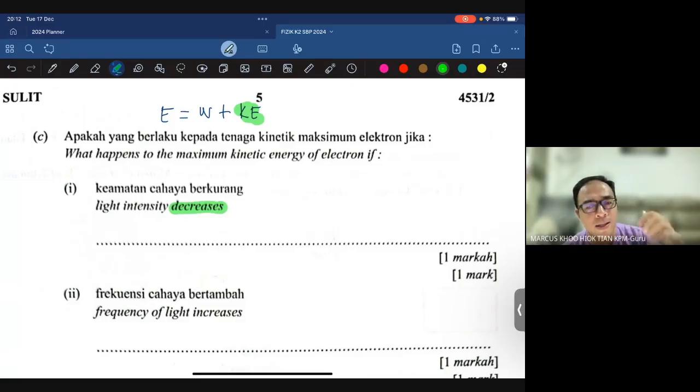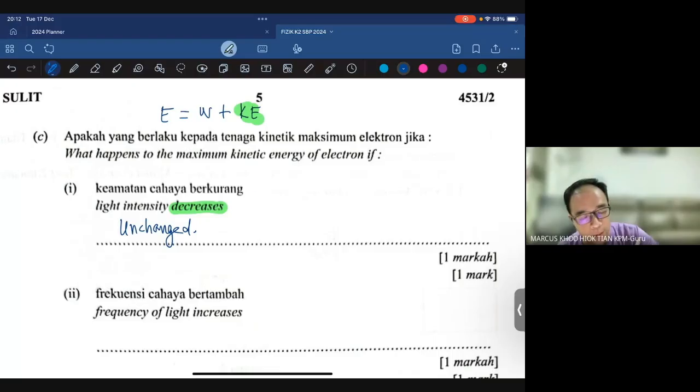Light intensity means how bright or how dark the light is. It is not talking about what color or kind of light. Nobody is asking about that. Light intensity is whether it is a bright or a dark light. So the brightness, we don't say brightness now, we say intensity. The intensity of the light actually doesn't affect this equation at all. So what you're going to get is an answer unchanged.